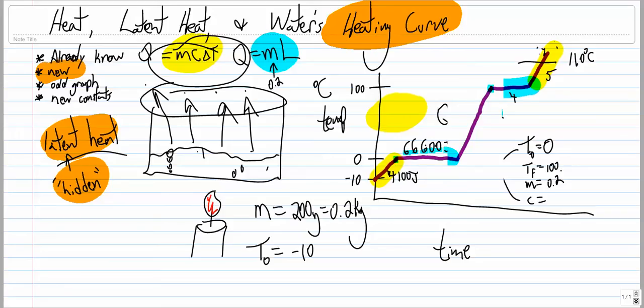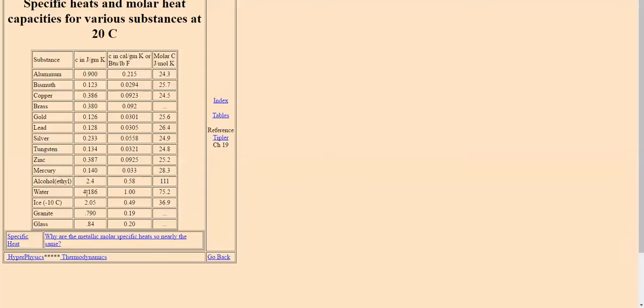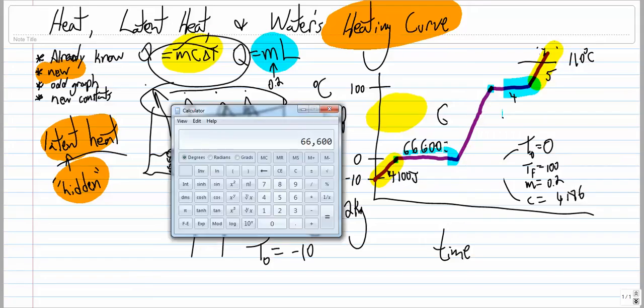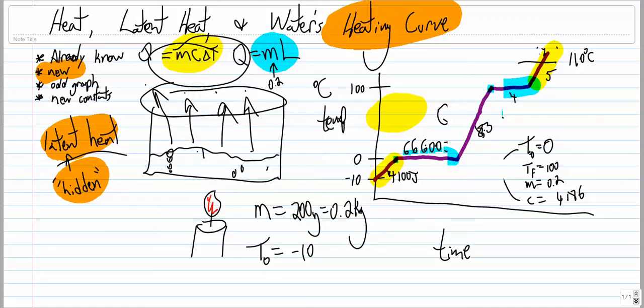Our mass was our 0.2, and the C for water, I need to go back and consult a table. Specific heat for water, and that's 4.186, but that's per gram. I want kilograms, so it's 4186. So without actually writing it down for you, TF minus TO, 100 minus 0, so that's 100, times our mass times 4186. And we get 83,720. Okay. Ooh, that's ugly.